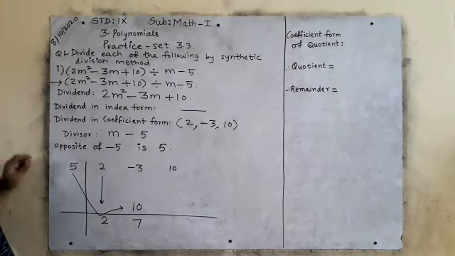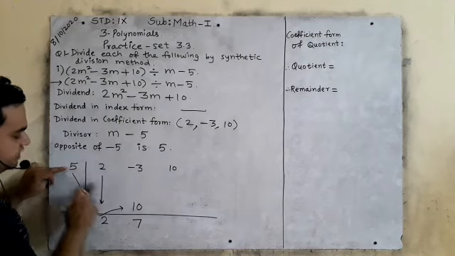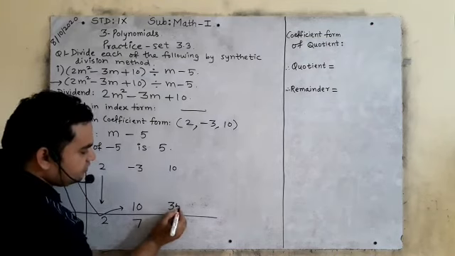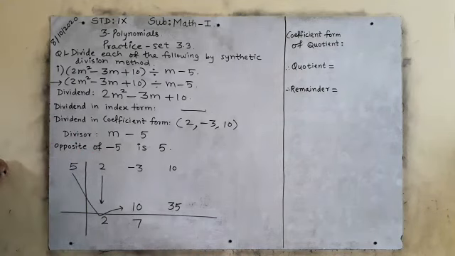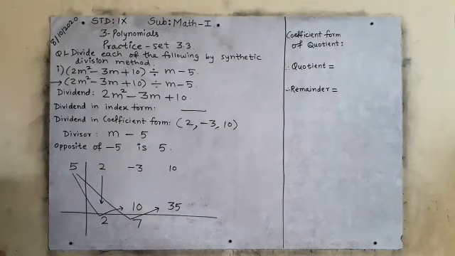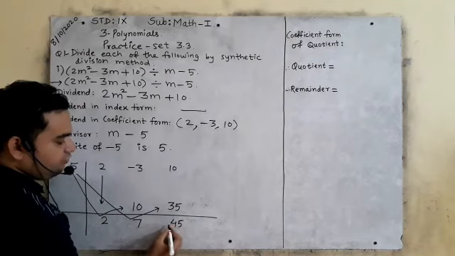Clear? Now look here. 5 7s are, now you will say the 5 times table till 7. 5 7s are 35. Clear? This is also plus 10, this is also plus 35. So in total it will be 45.